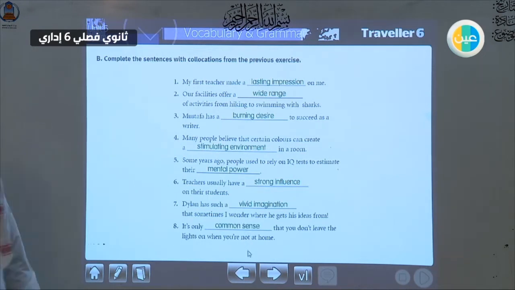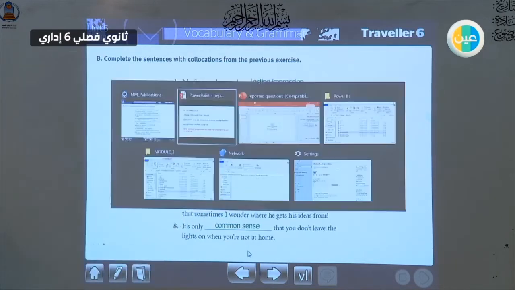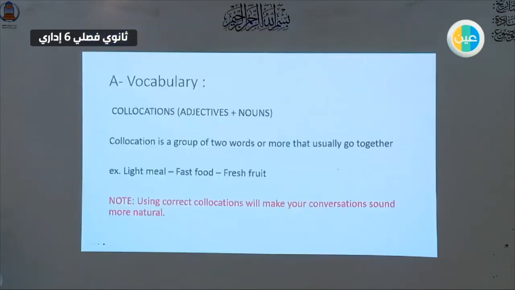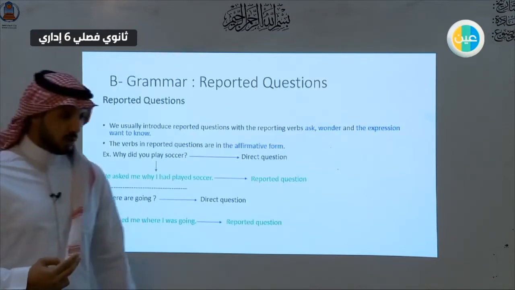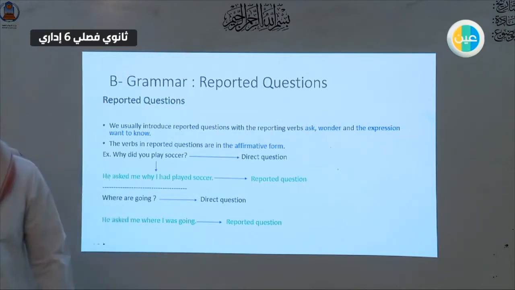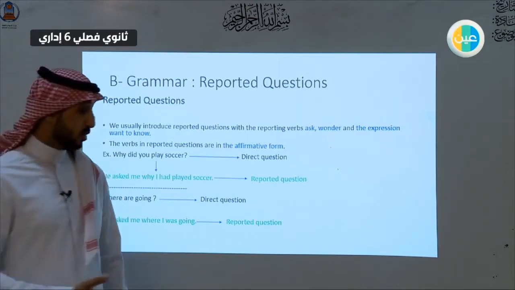So we have finished the vocabulary part, so let's move to the second part, which is about grammar: reported questions. There are two ways of reporting a question.